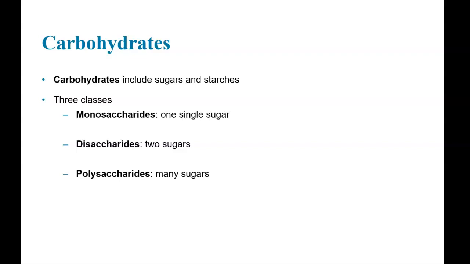Polysaccharides have several sugar groups. That includes things like starch and glycogen. Starch is the main way that plants store energy, and glycogen is the main way that humans store energy. So glycogen is when you have excess sugar or excess glucose in your body that's not used, a lot of it will be stored in the liver as glycogen.